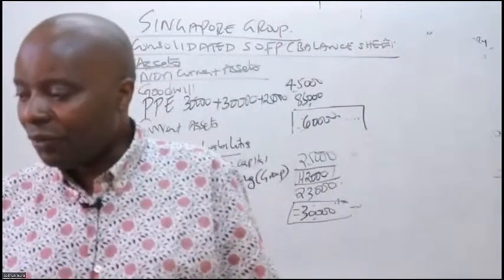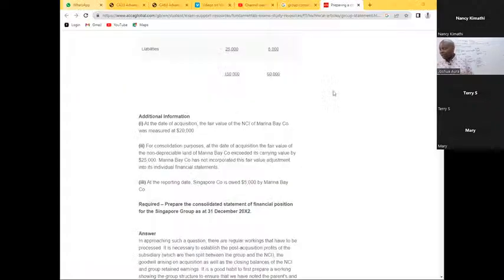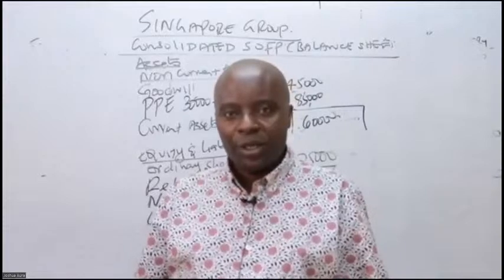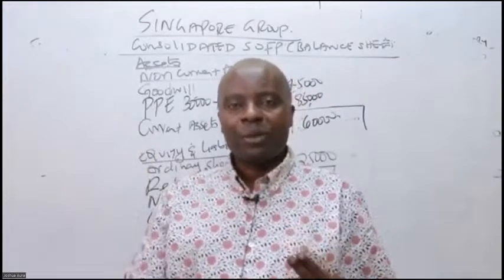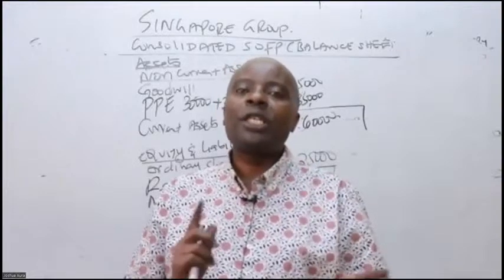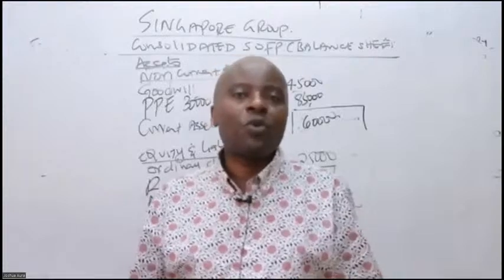So then, ladies and gentlemen, after that, I will come back here and read. If you look at note 3, at the reporting date, Singapore company is owed 5,000 by Marina Bay Company. So Singapore and Marina Bay are one and the same thing, just like departments of the same organization. If one department borrows money from another department of the same organization, there's no way we'll be able to keep in our books like we owe each other. This is the same group.